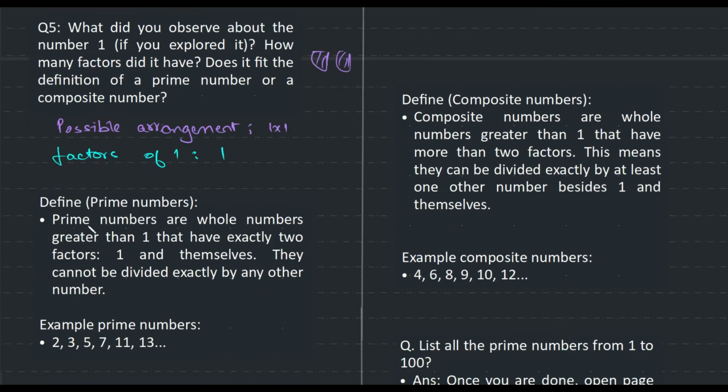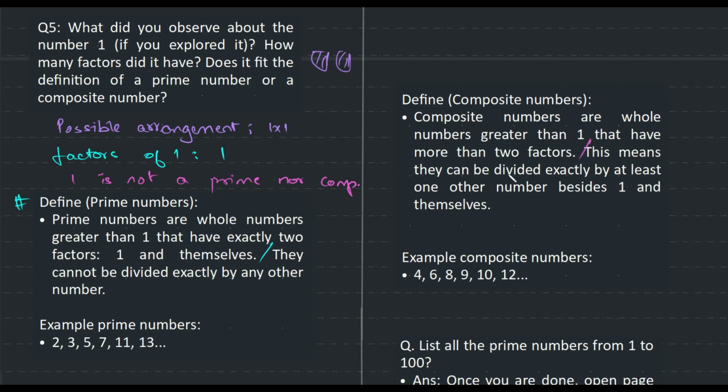The prime number definition is over here. Prime numbers are whole numbers greater than 1 that have exactly two factors, 1 and themselves. They cannot be divided exactly by any other number. So we can clearly see that 1 is not a prime. What about composite? Composite numbers are whole numbers greater than 1. Again, 1 is not composite either.